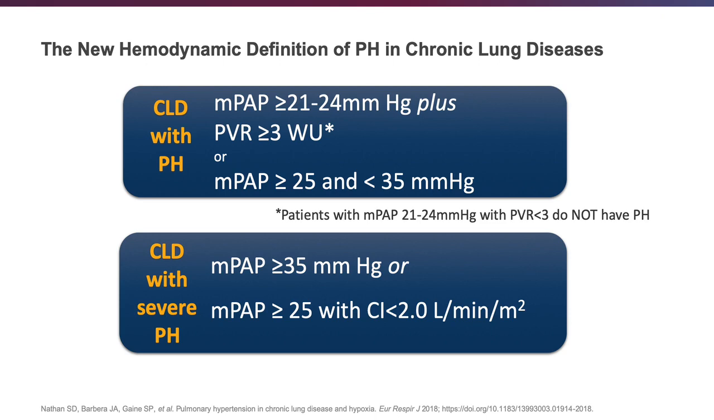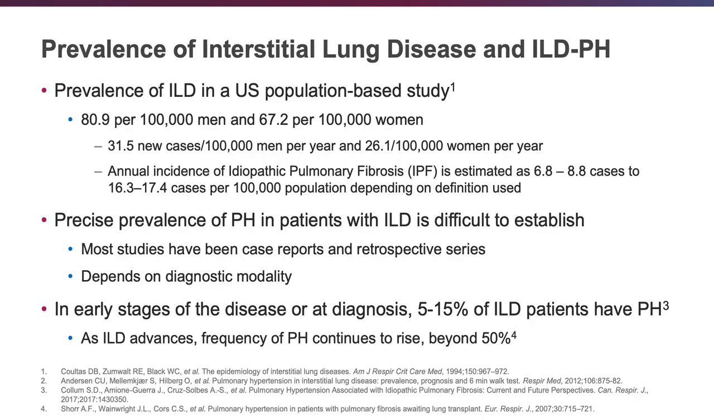So let's talk quickly about prevalence of interstitial lung disease, just to sort of set a basis to understand how frequently we may encounter these patients in our clinical practice. Interstitial lung disease is actually quite common, and the prevalence is listed on the slide. It's about 81 per 100,000 men and about 67 per 100,000 women, so a little bit more frequent in males, with the idiopathic pulmonary fibrosis being the most common of the interstitial lung diseases.